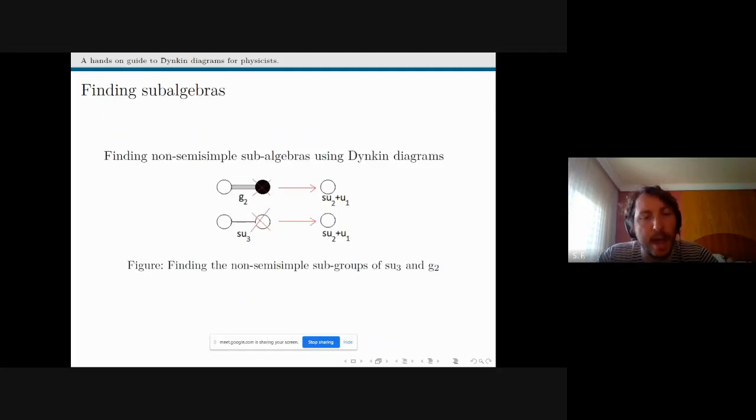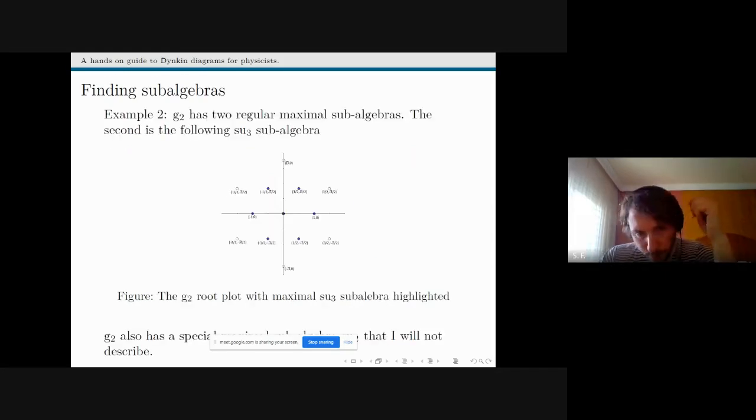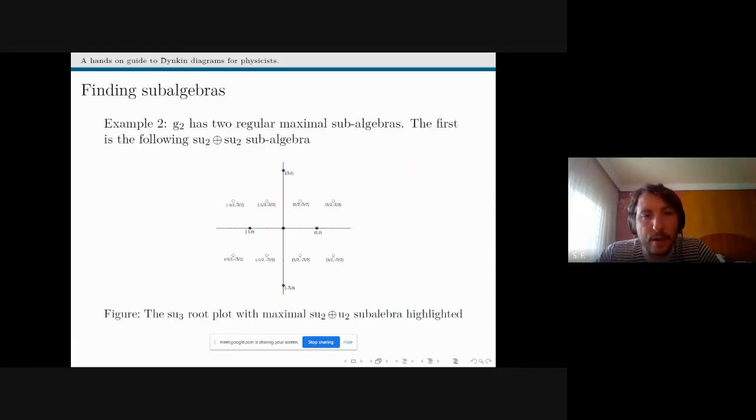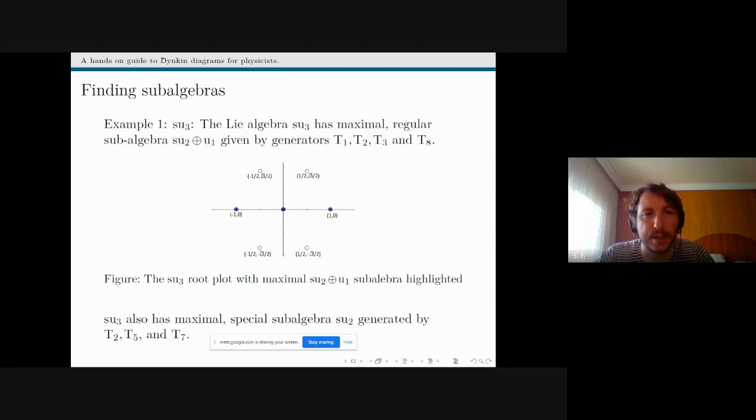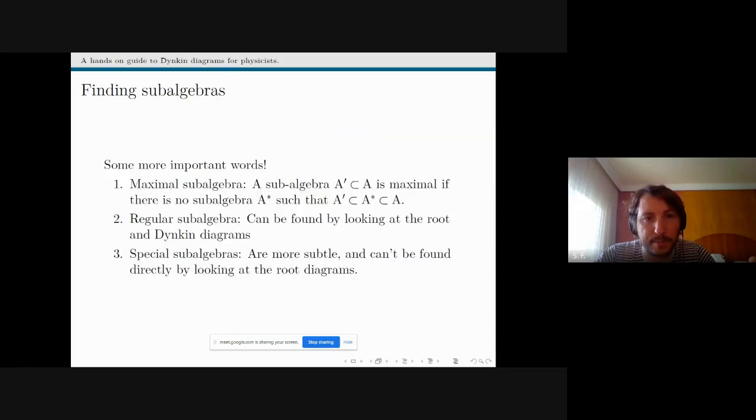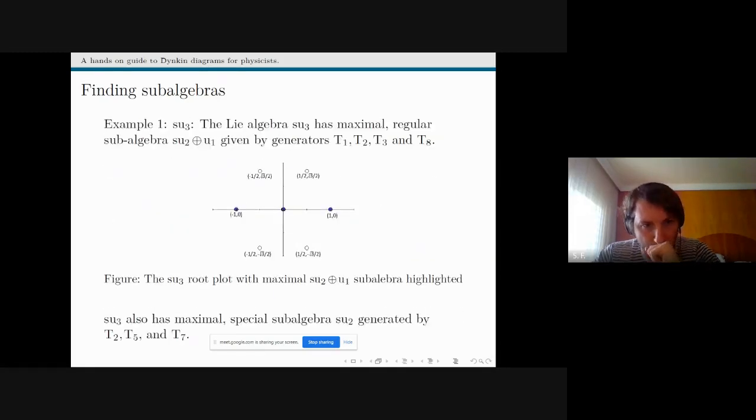And so how do you do the same thing at the level of Dynkin diagrams? Well, there's a nice trick that you can use. Subalgebras will always come in two varieties. There's the non-simple, non-semi-simple subalgebras, which include a U1 part, right? And then there's the semi-simple subalgebras, which don't include a U1 part.